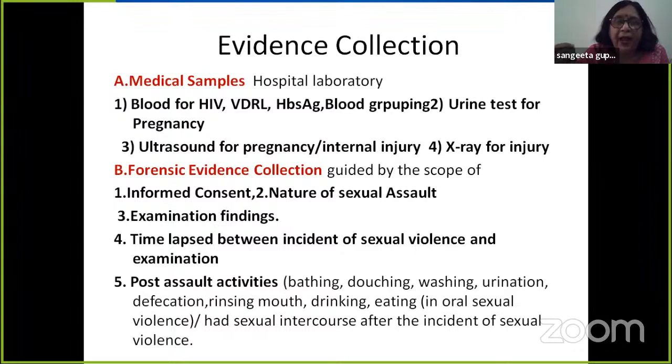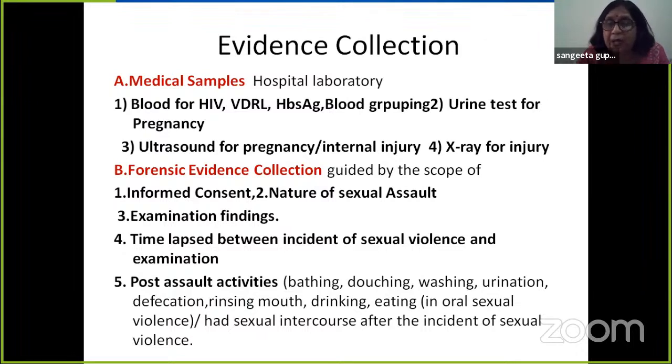For medical samples: blood for HIV, VDRL, HBsAg, blood grouping, and a urine test for pregnancy, ultrasound for pregnancy. If we suspect any internal injury, we can get an ultrasound done, or we need to do an X-ray if there is any obvious injury. Informed consent has to be taken, the history of the nature of sexual assault has to be taken, and examination findings to be written. The most important point in sample collection is the time lapse between the incident of sexual violence and the time of examination.